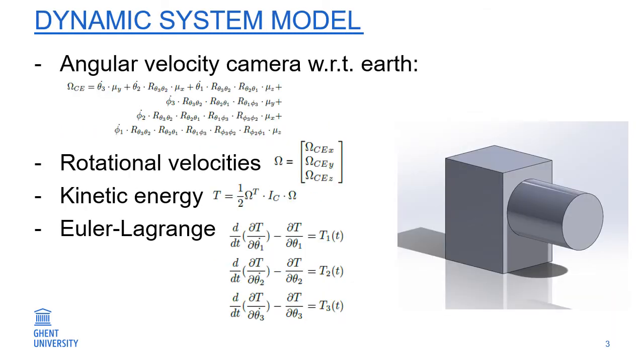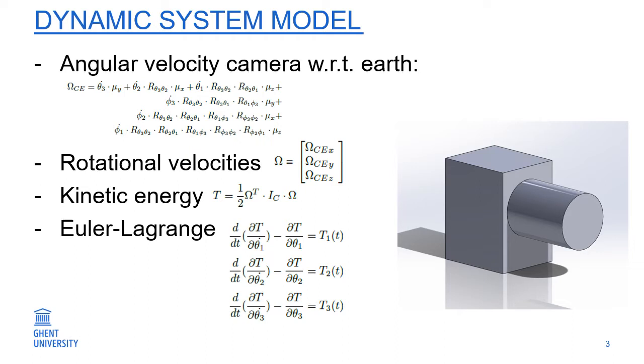Now we'll explain how we got the dynamic system model. First, the angular velocity of the camera with respect to the Earth is written out as shown in the slide. Mu x, y, and z are the velocity primitives of the rotations about the x, y, and z axis respectively. By filling in everything in the formula of omega CE, which stands for camera Earth, the values of omega CE x, y, and z can be obtained. The vector omega contains those three elements.